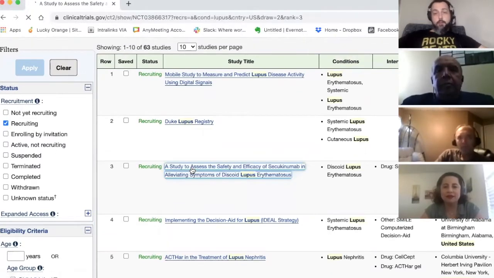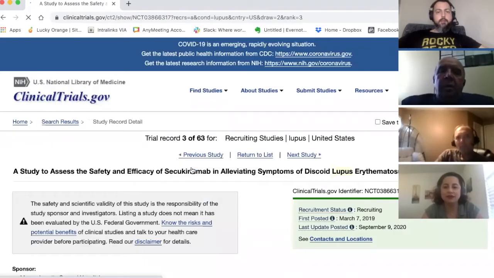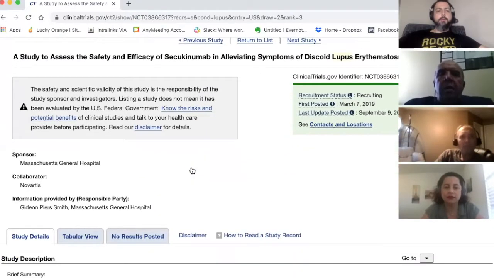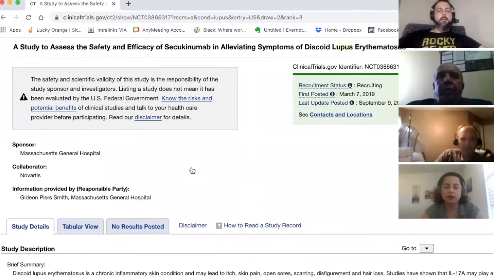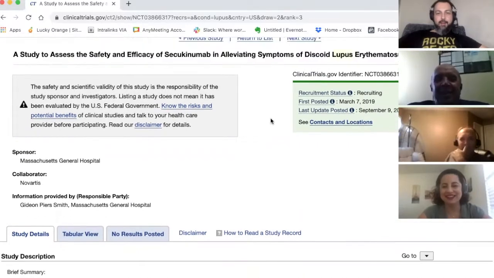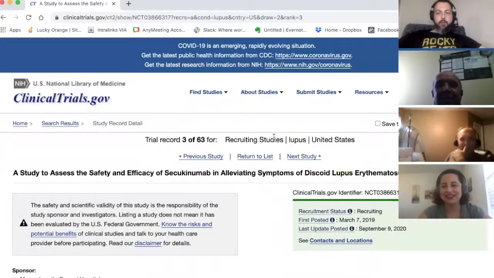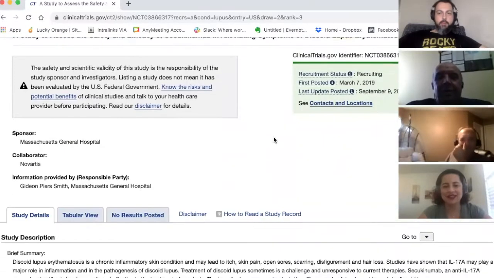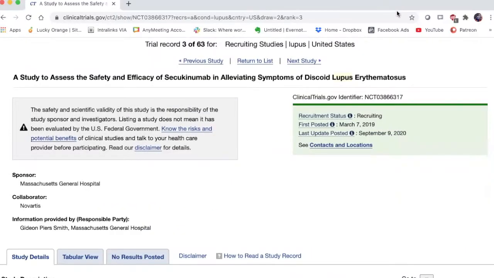Yeah, no, you're absolutely right. And so here's the first study that I'm looking at for lupus, a study to assess the safety and efficacy of secukinumab. Dr. Al, are you familiar with this? It's in alleviating symptoms of discoid lupus erythematosus.